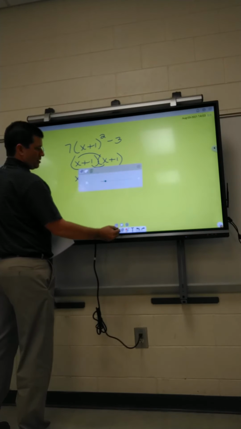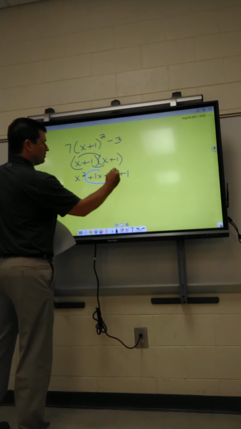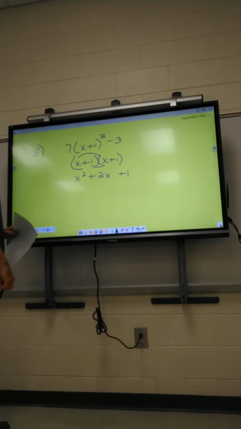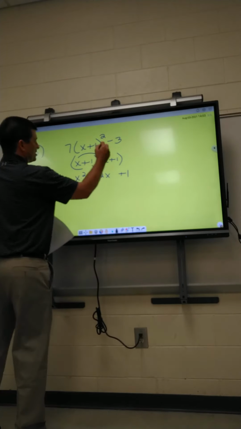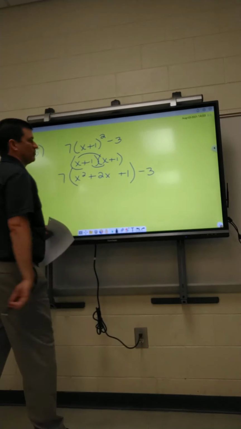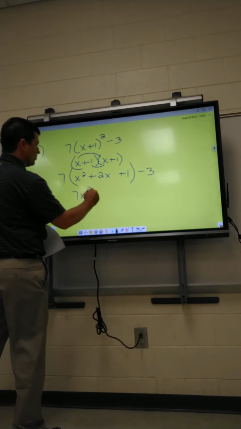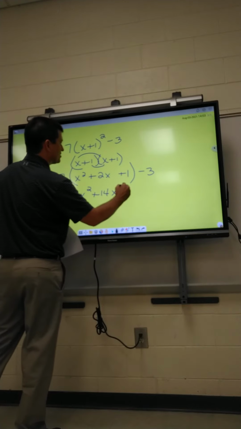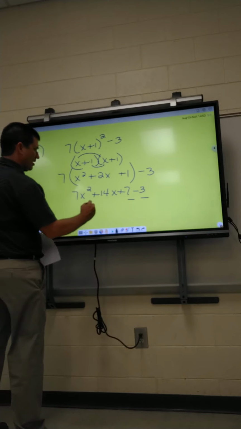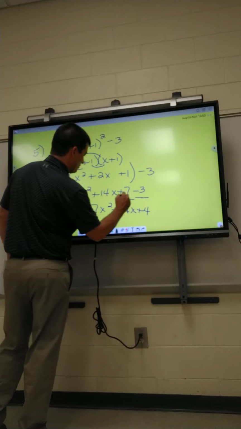Go ahead, add these up in the middle, right there. That's going to give us plus 2x. All right, it was in parentheses here. Leave it in parentheses. Bring down your 7 and your minus 3. All right, distribute here. You got 7x squared plus 14x plus 7 minus 3. These two are like terms. Final answer is 7x squared plus 14x plus 4.